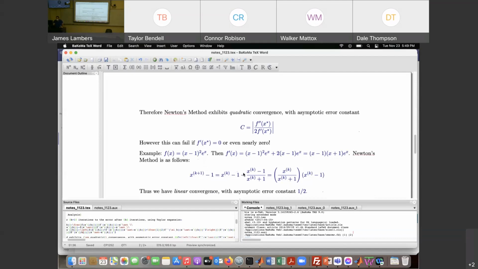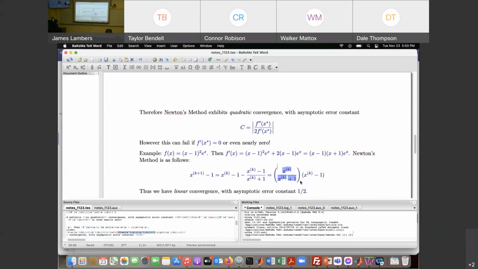If I actually carry out Newton's method on this function, a lot of things simplify. It simplifies to this: the new iterate minus 1 is equal to the old iterate minus 1 to the first power times this fraction. Since the root is 1, this converges to 1/2. So the new error is roughly 1/2 times the old error. Whatever method has that property is linearly convergent, but the errors can be cut in half.